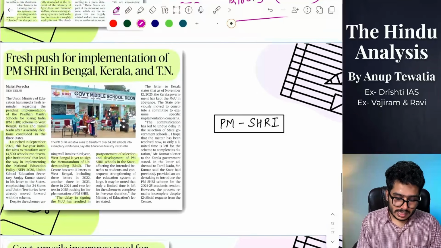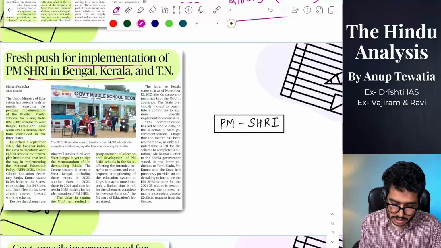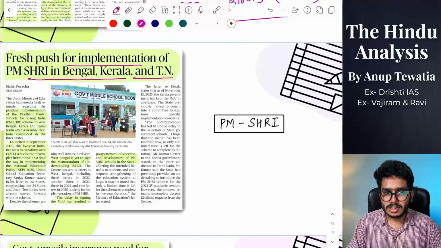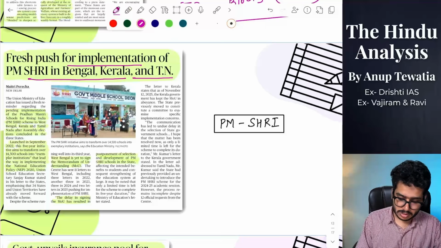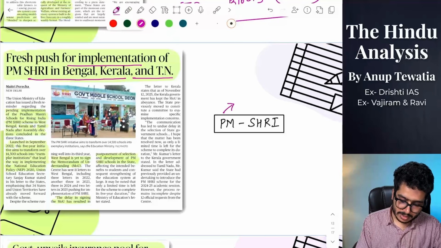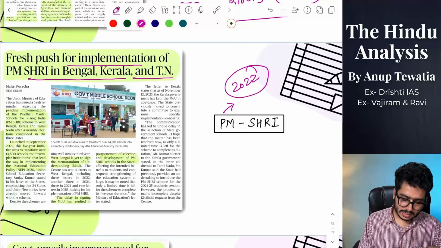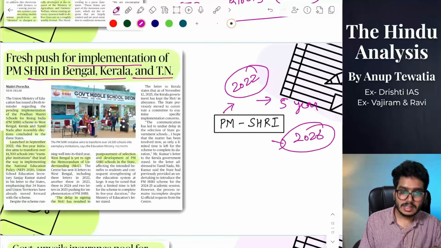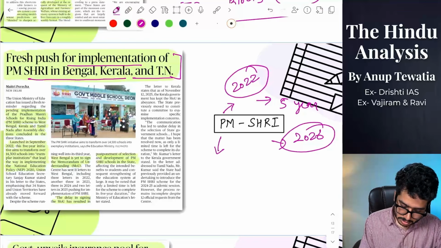Now, there is a fresh push for implementation of PM Shri in Bengal, Kerala, and Tamil Nadu. Until recently, in Bengal, there was a government hostile to the union government, which was accepting neither Ayushman Bharat nor these PM Shri schemes. So the government has again pushed them to implement PM Shri. It was enacted in 2022. It is a 5-year scheme, so it is already 2026, and there has been delay on the part of these three states.